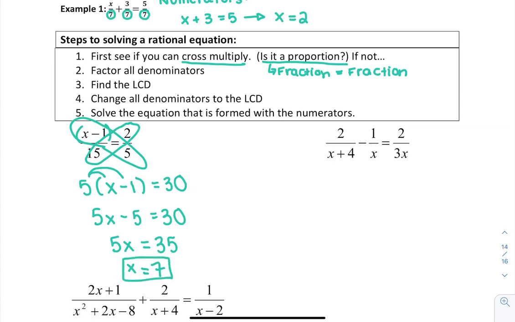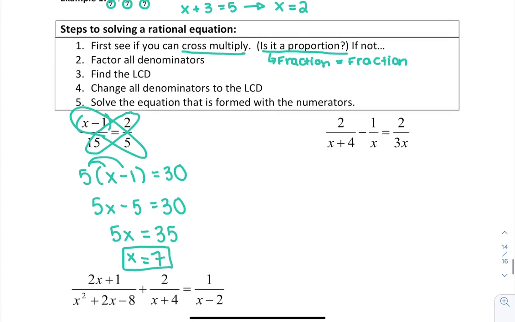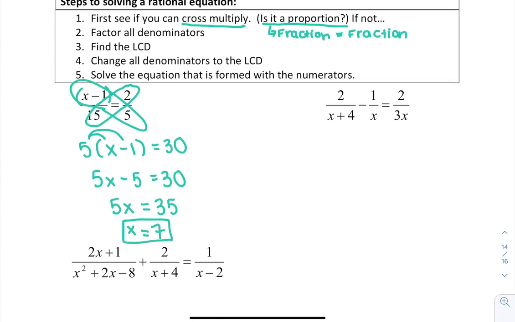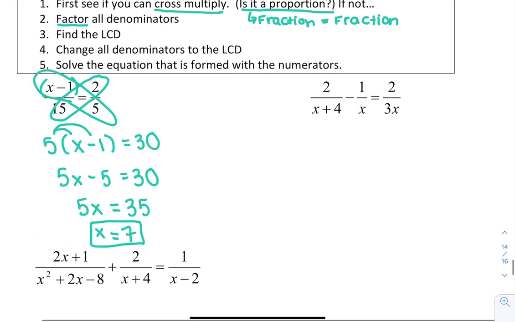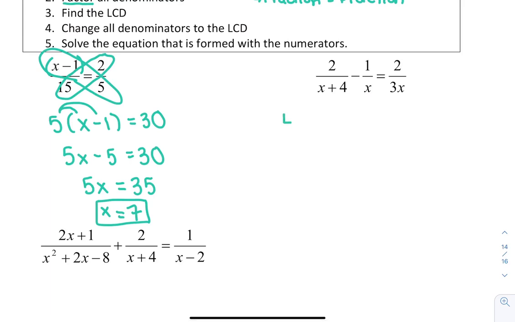Now, most of the time, you'll notice we're not that lucky. In these next two examples, we have a fraction minus a fraction or a fraction plus a fraction. In those cases, we can't cross multiply. So we're going to have to follow steps 2 through 5. Our first step is to factor all the denominators. That helps us simplify. So notice in the second equation, there's nothing to be factored. So let's keep going. The next step is to find the LCD, which is the least common denominator.